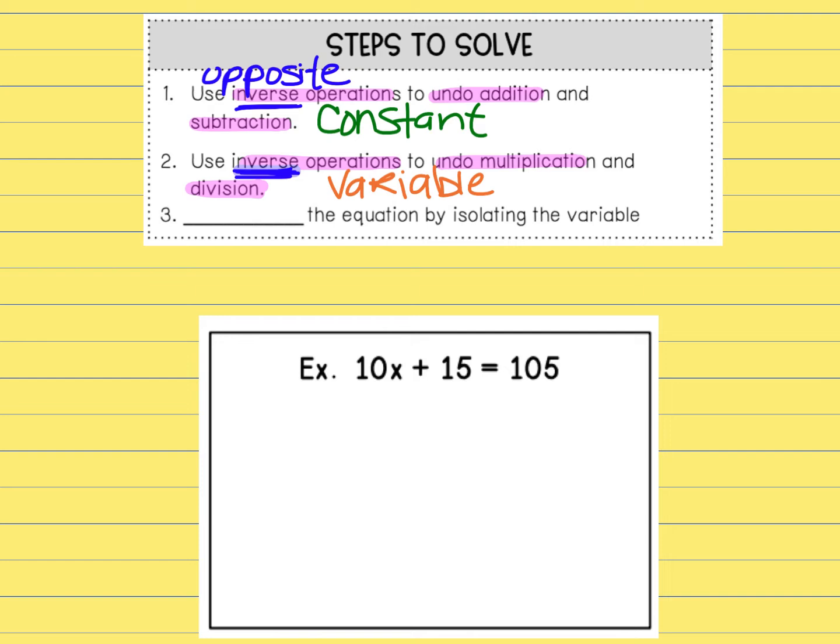Then in step 3, it says blank the equation by isolating the variable. And what we're trying to do is actually solve to get our final answer. So I'm going to fill in the word solve.